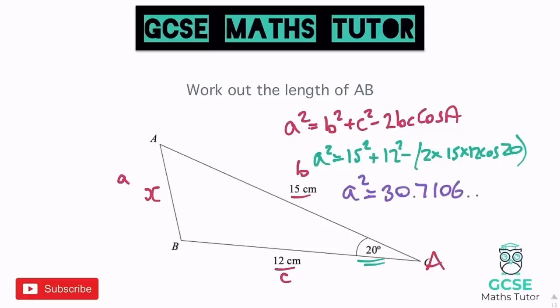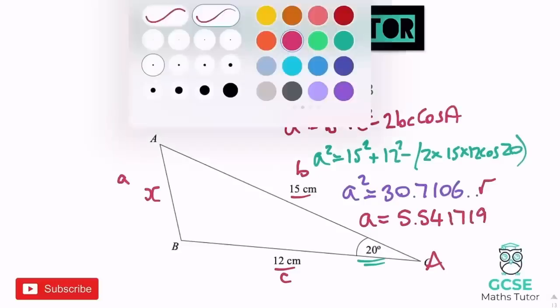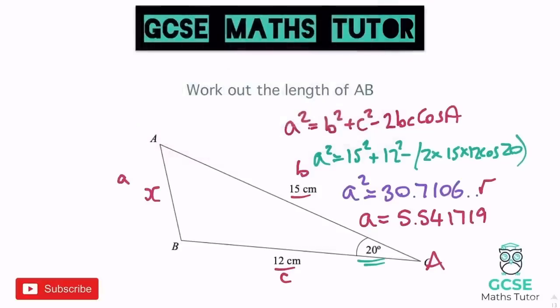Now obviously that is a squared, and we don't want a squared, we want to know what a is, so we just need to square root both sides now. So square root, leaving the answer on your calculator, square root answer, and we get a equals 5.541719. And again, obviously you'd be asked to round this in a particular way in the question. Let's go for 2 decimal places, so a equals 5.54 centimetres. Right, there we go, and there's using a bit of the cosine rule.